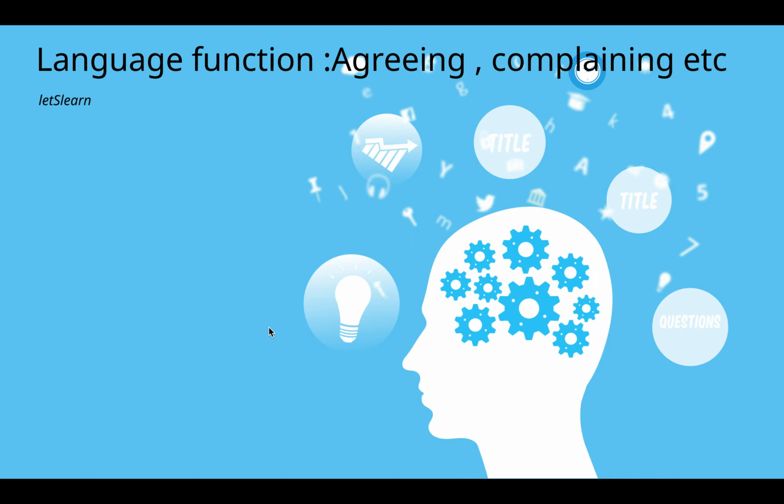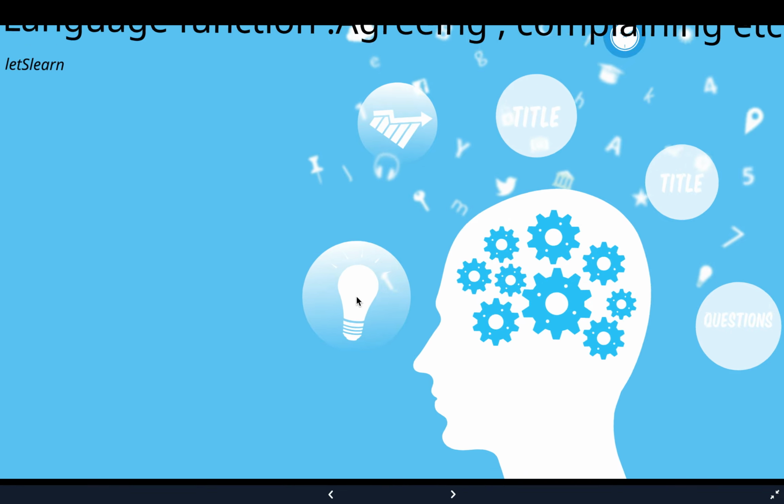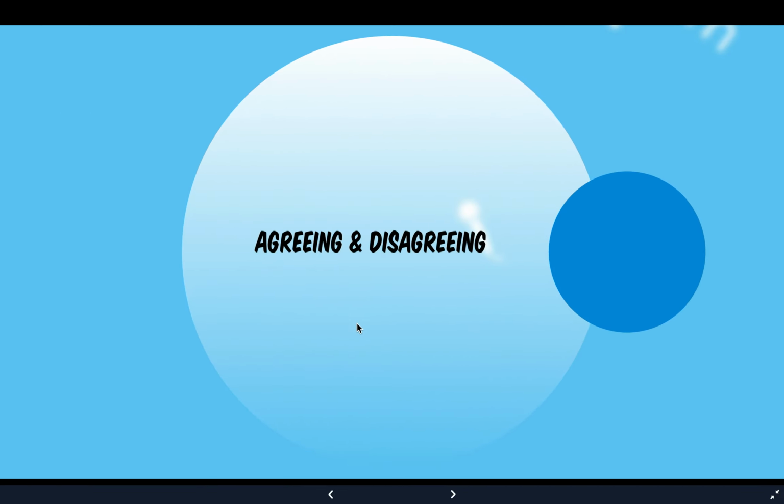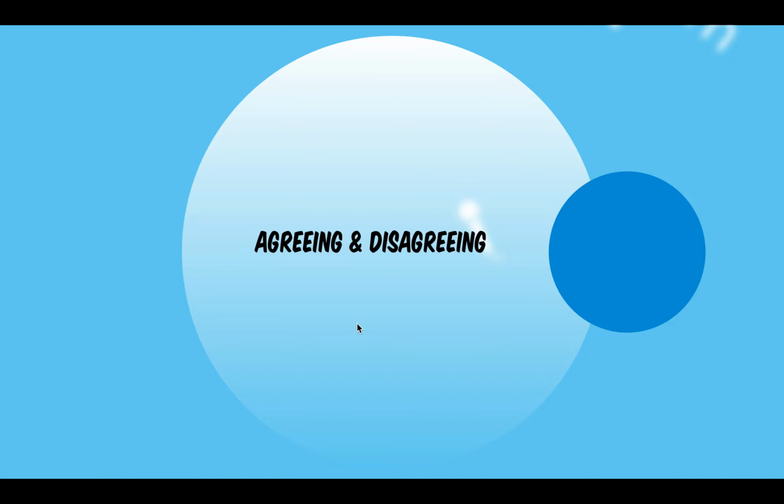Today we are going to see some of the language functions like agreeing, complaining, etc. As we know, English is used for communication. So there are a few language structures that we use to express agreement or disagreement. Today we are going to see that.